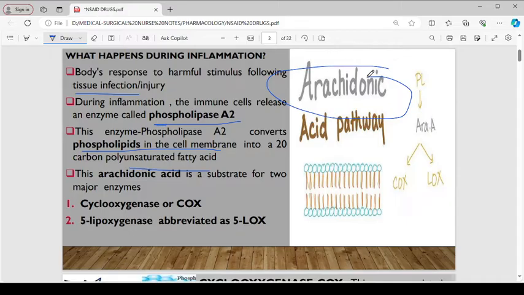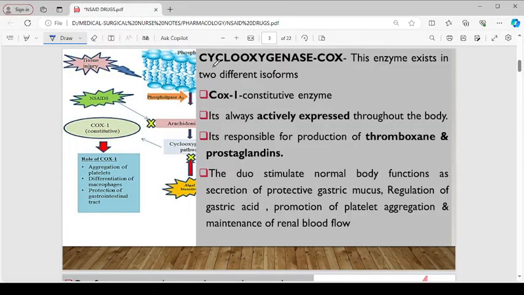This arachidonic acid is a substrate for two major enzymes. We have cyclooxygenase, abbreviated as COX, and 5-lipoxygenase. Now, for the purpose of our discussion, we shall dwell on the COX so as to understand our subject better. This cyclooxygenase, abbreviated as COX, is an enzyme that exists in two major isoforms. The first isoform is COX-1. COX-1 is a constitutive enzyme.